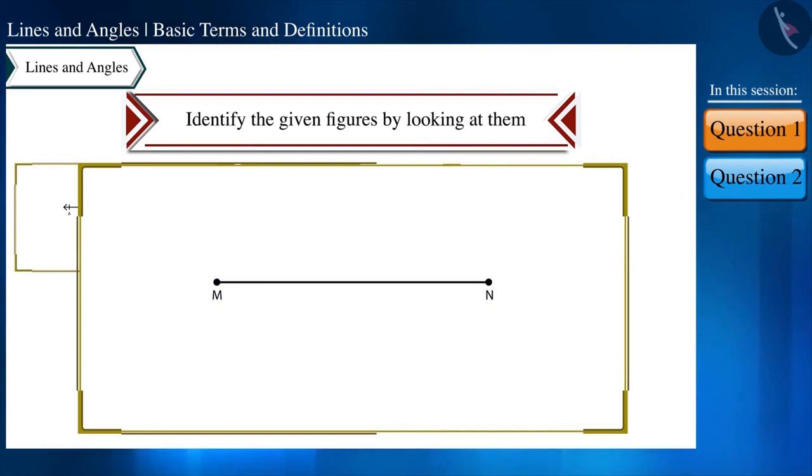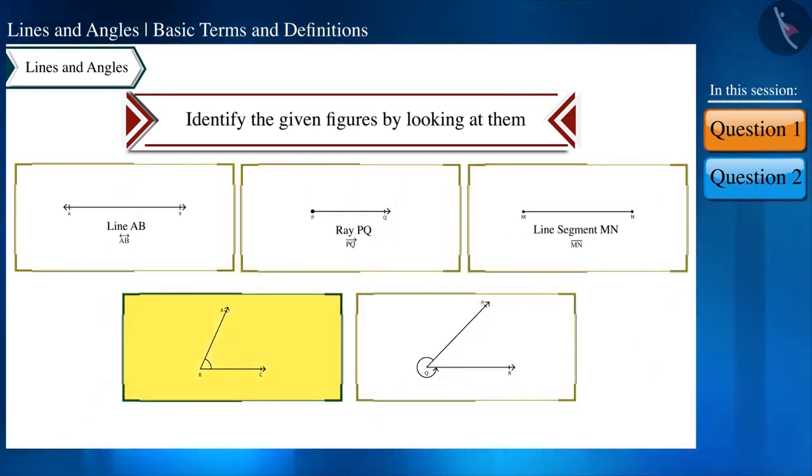In the third figure, here on both the ends, there is a point. This can be part of any line, so we call it a line segment. This is line segment MN, and we can represent it like this.